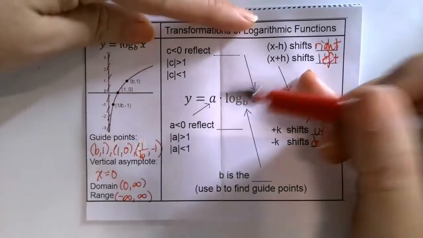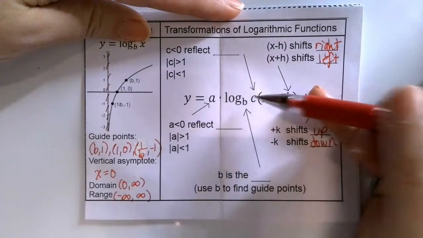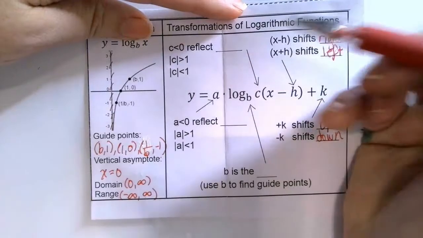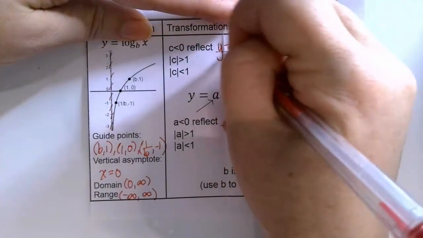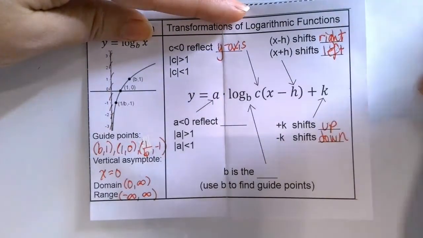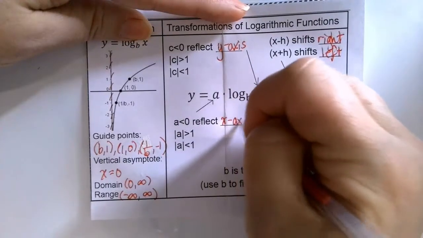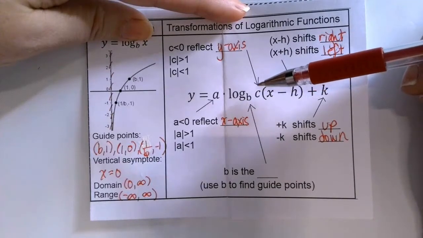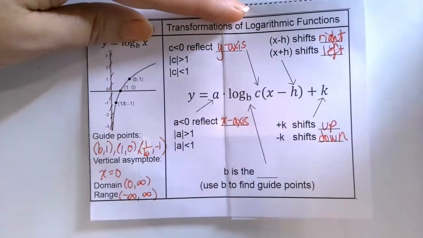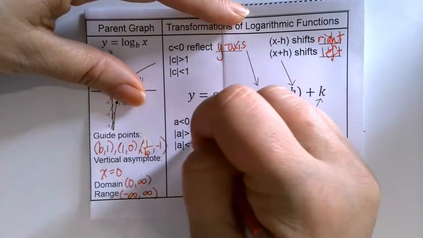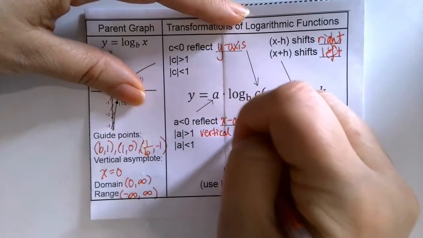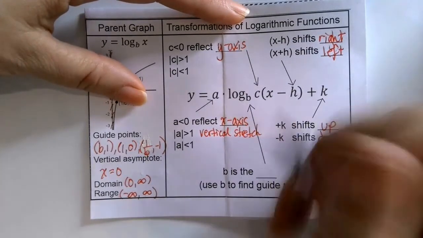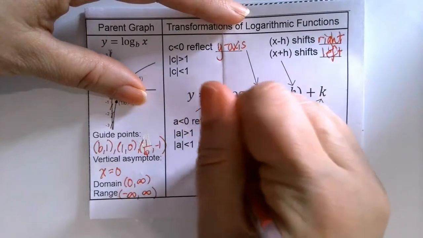The a and the c control reflections, which are also rigid transformations. If the c is negative, that's a reflection over the y-axis, and if the a is negative, that's a reflection over the x-axis. The a and the c also control dilations, which are non-rigid transformations. If the a is greater than 1 in absolute value, that's a vertical stretch. And if the a in absolute value is less than 1, a fraction between 0 and 1, that's a vertical shrink.